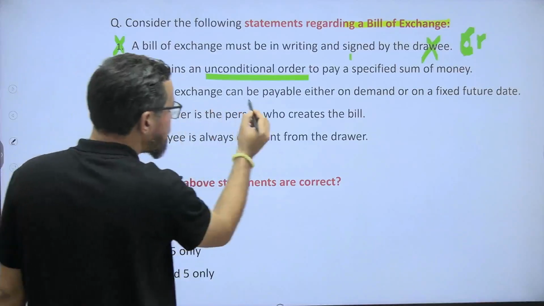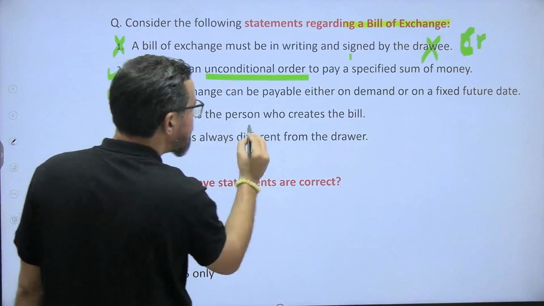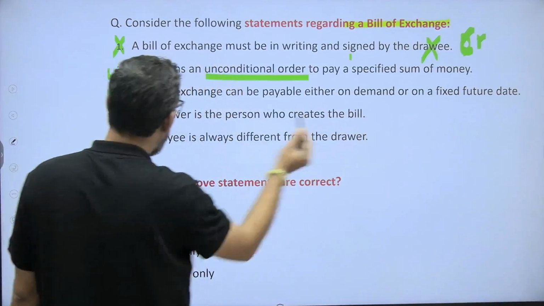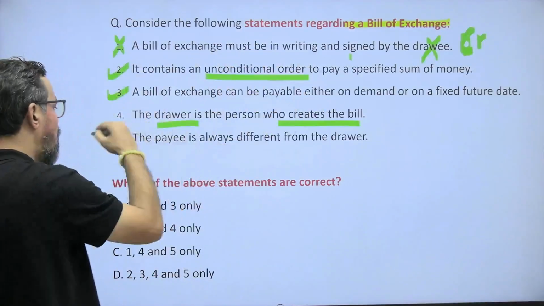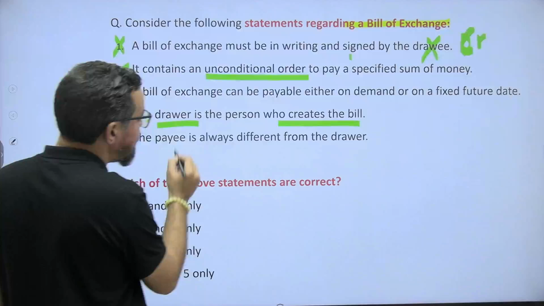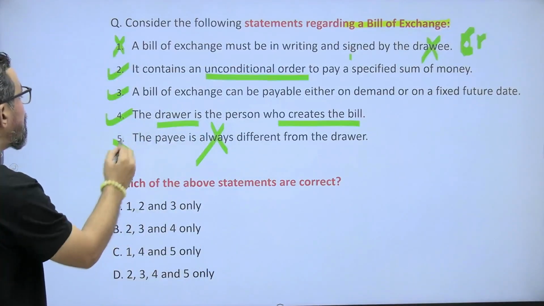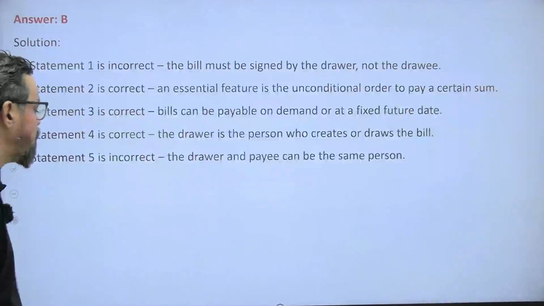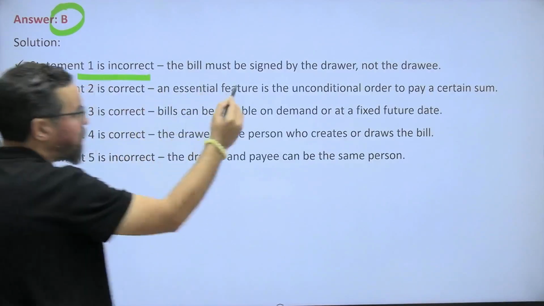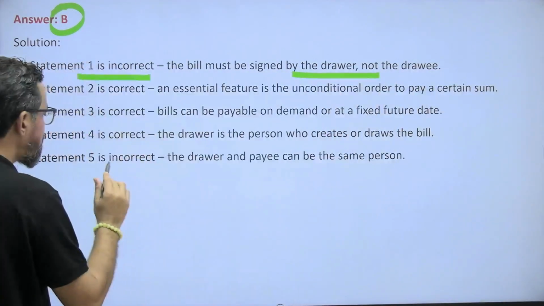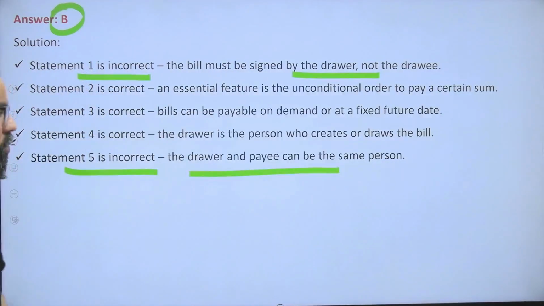True. A bill of exchange can be payable either on demand or on a fixed future date. True. The drawer is a person who creates the bill. A drawer is the person who creates the bill, the seller, or your creditor. True. The payee is always different. No, it is not always different. It can be the drawer itself, right? So 2, 3, 4 means option B will be the right answer for this question. Statement 1 was wrong: the bill must be signed by the drawer, not by the drawee. Statement 5 was wrong: drawer and payee can be the same person, and in most cases they are the same person.